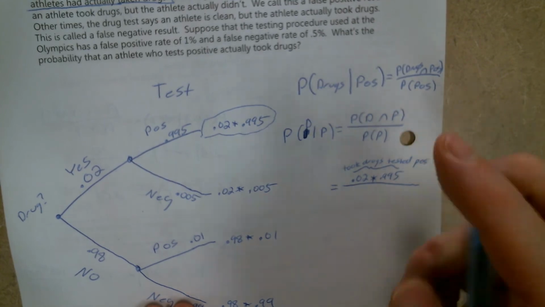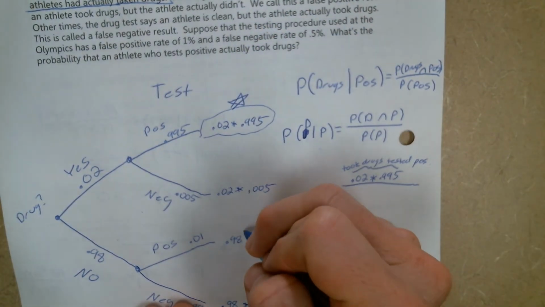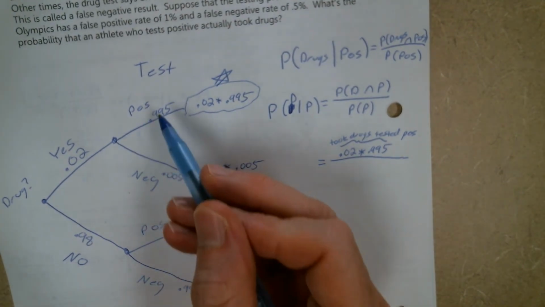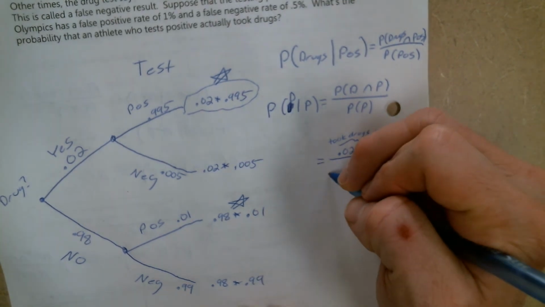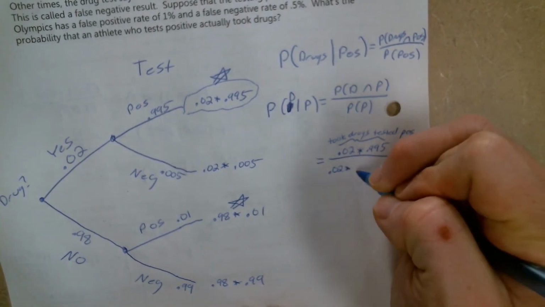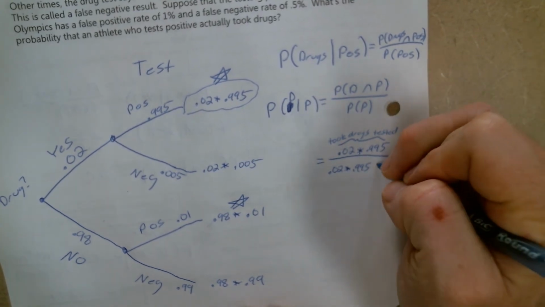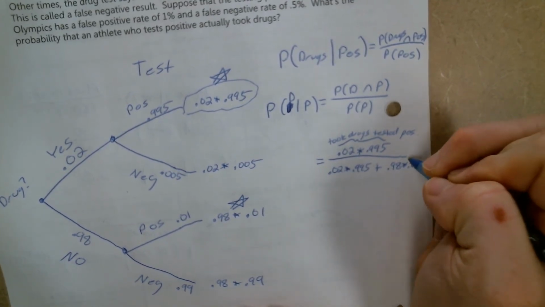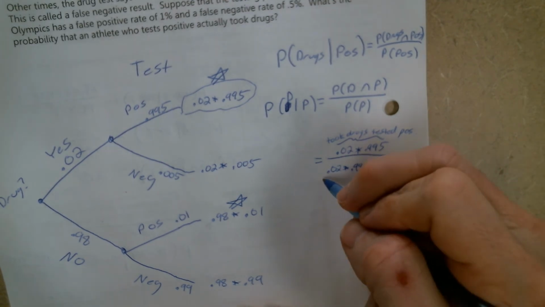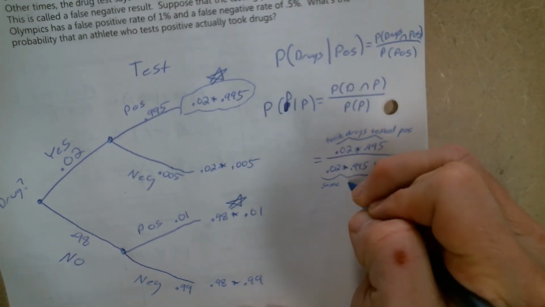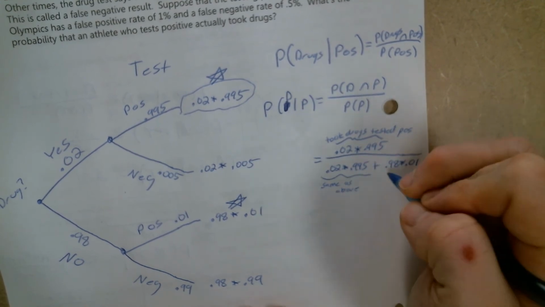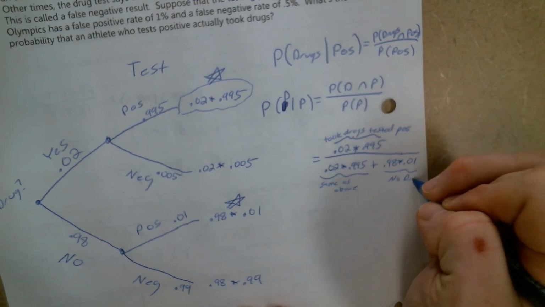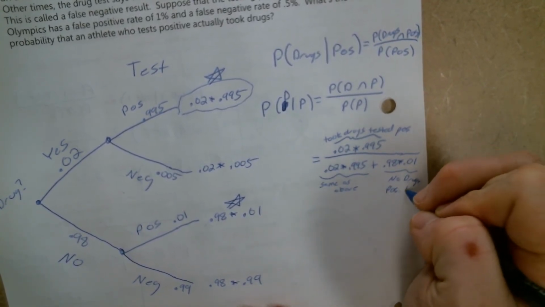Well, there's two different places where we test positive. So we've got this one right here, and we've got this one right here. Both of those were positive test results. So we've got the 0.02 times 0.995, same as above, plus the 0.98 times the 0.01. This one right here is no drugs, but a positive test.